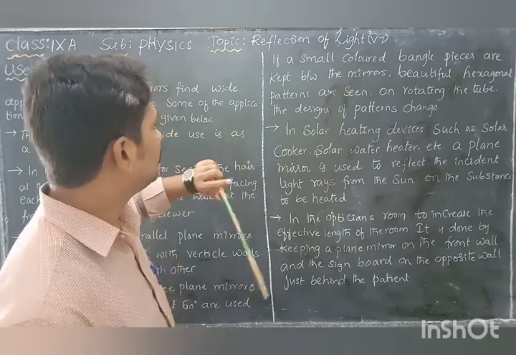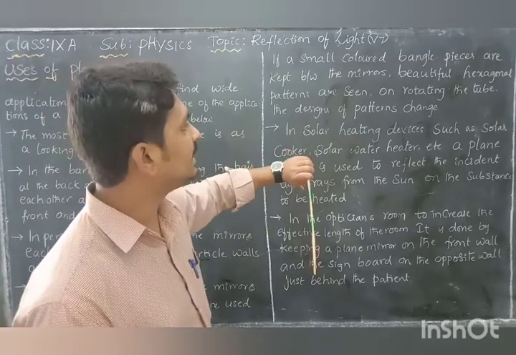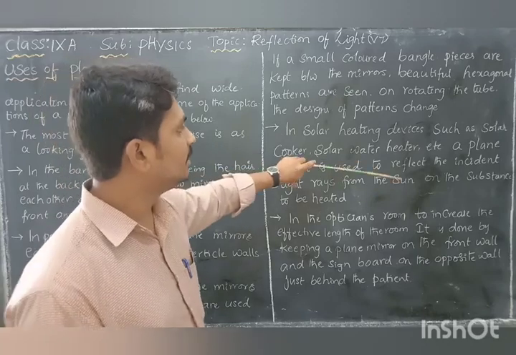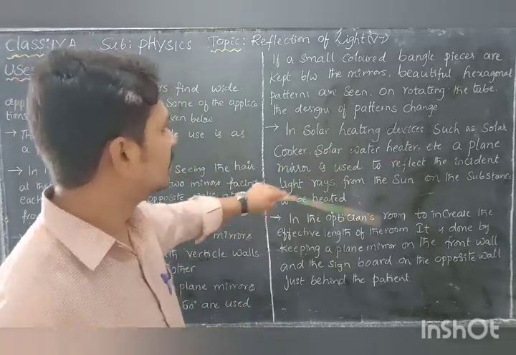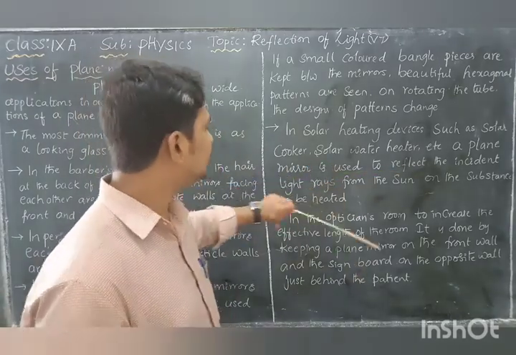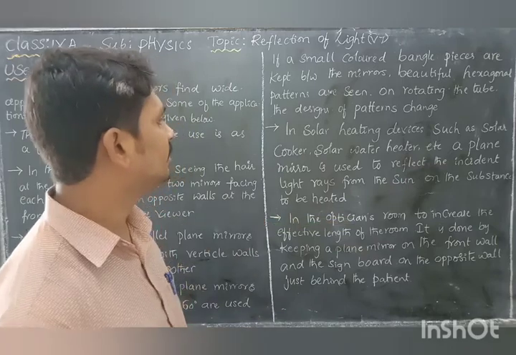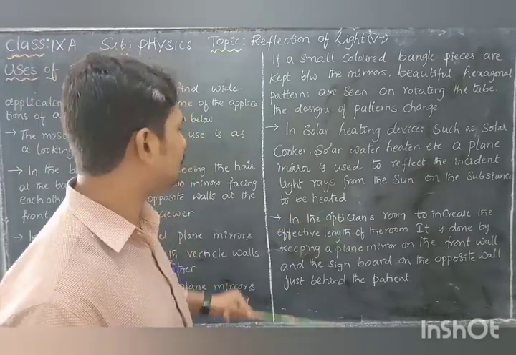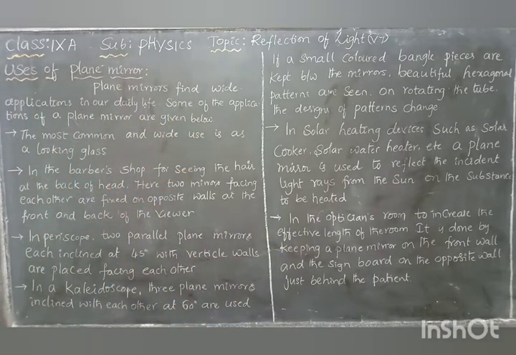Next, a major application in physics is solar heating devices such as a solar cooker and solar water heater, in order to get high temperature with the help of plane mirrors. Plane mirrors are used to reflect the incident light rays from the sun onto the substance to be heated. Next, in the optician's room, we use plane mirrors to increase the effective length of the room.